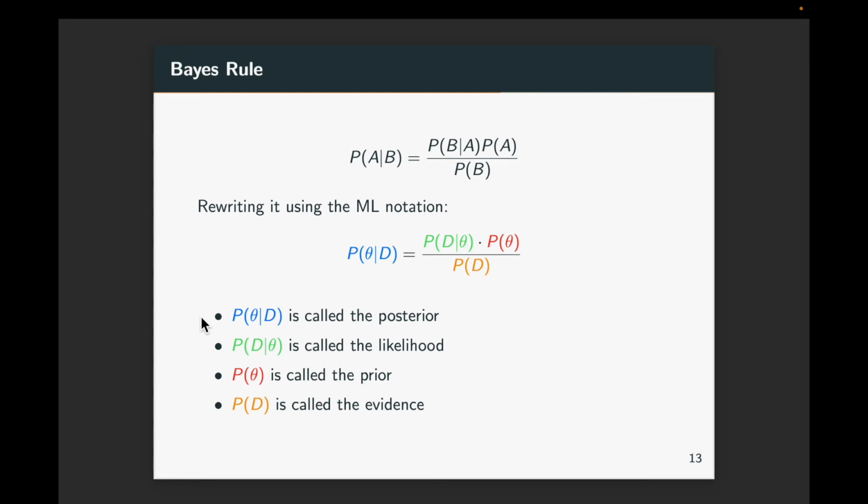Right? Any question about this now? We'll go into the details of what each of them is. Yes, Ritik.